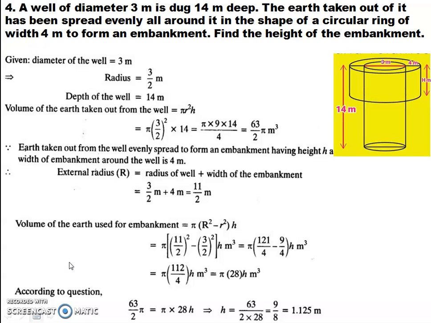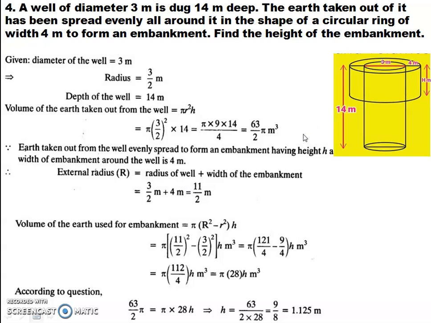The earth taken out of it has been spread evenly all around it in the shape of a circular ring of width 4 meter. Students, this width is not the radius. It's the distance between the small circle and the big circle of that embankment. So, the earth taken out of it has been spread evenly all around it in the shape of a circular ring of width 4 meter to form an embankment. Find the height of the embankment.